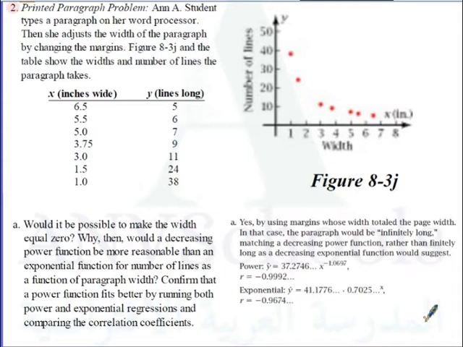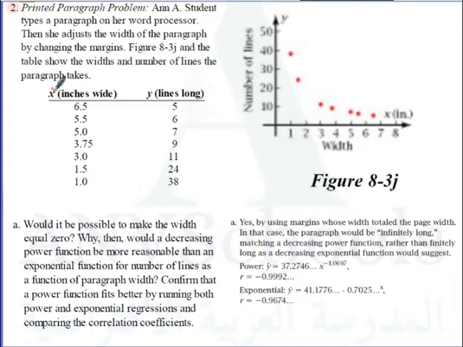So this is the table arranging the margins and the number of lines, called Y, that fit the paragraph, with respect to the inches of the width, or the margin itself. When the margin is 6.5 inches wide, the paragraph would take only 5 lines. Wow, that's so few.